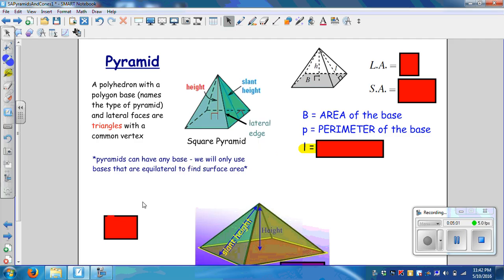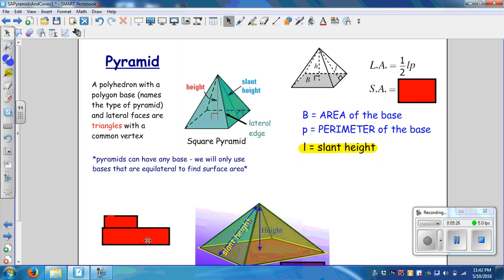Another piece of information that you're going to want to add into your picture is what's called a lateral edge, and it goes from the vertex to a vertex of the base. In terms of formulas, we have two of them. So in this particular picture, you'll see where you have lateral area, which is faces only, and that's 1/2 LP. We've seen P before being perimeter of the base, and L we know to be slant height. The surface area is the lateral area plus the base, and the base you'll calculate depending upon whether it's a square or a rectangle or a hexagon, just based on those formulas that you already know.